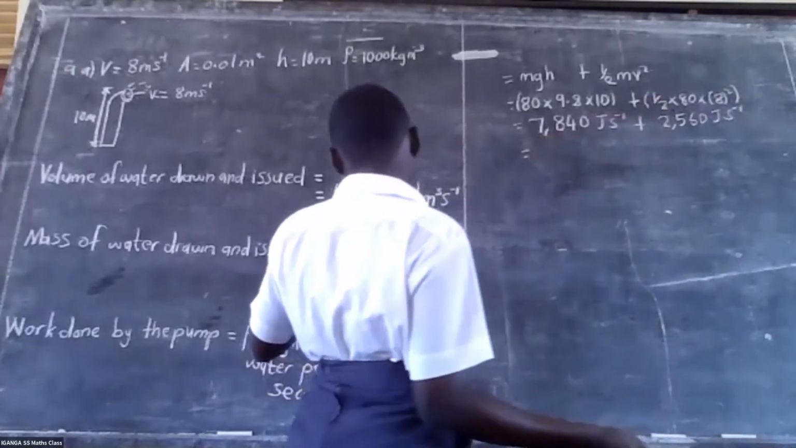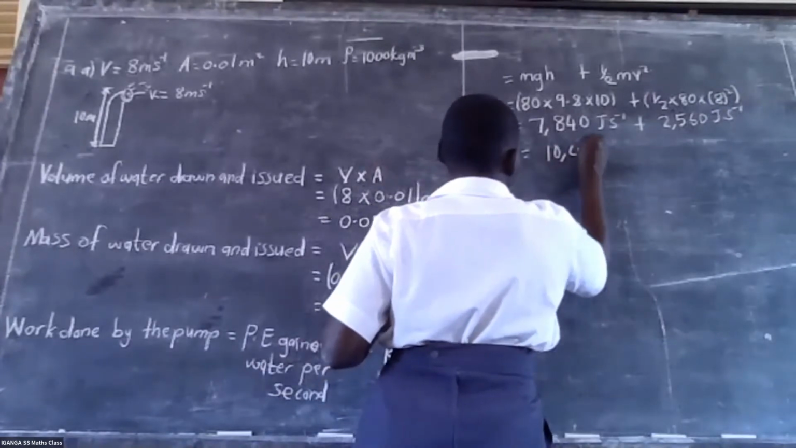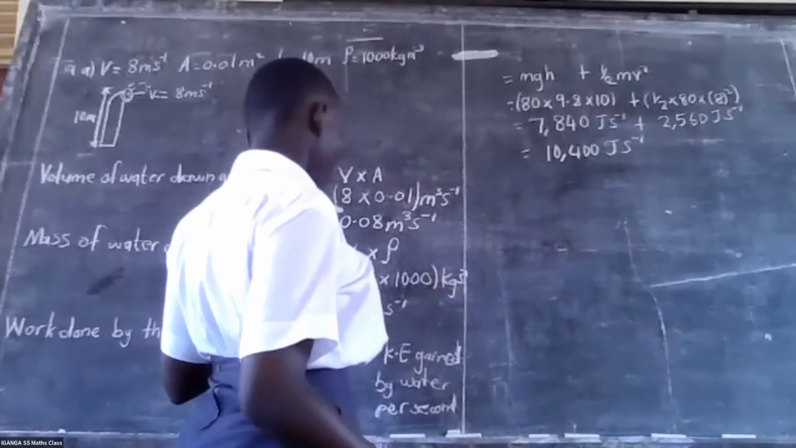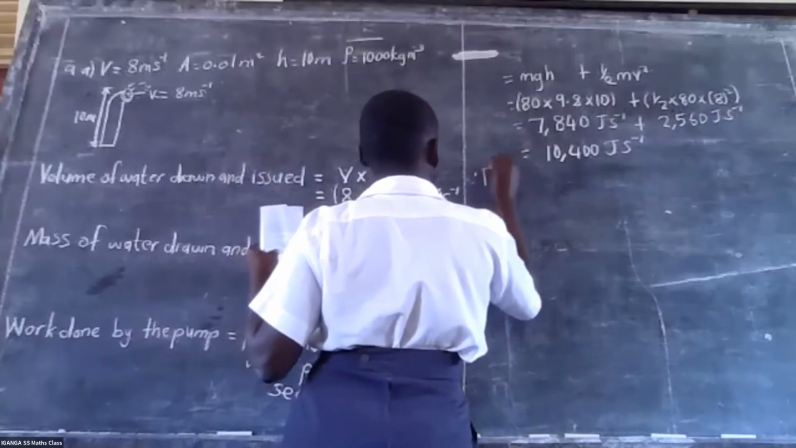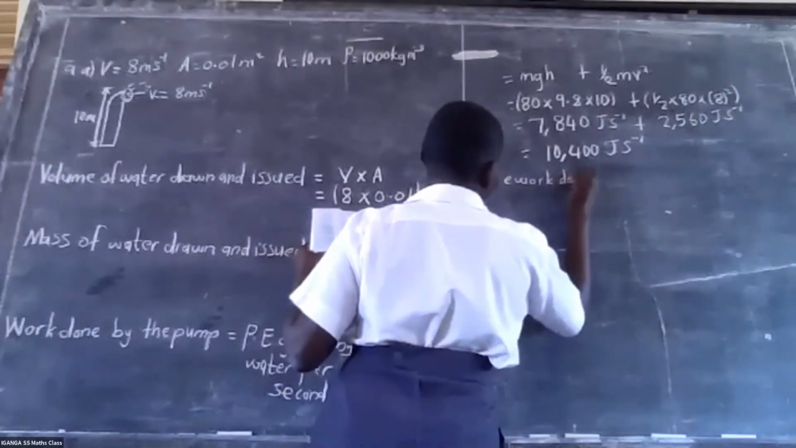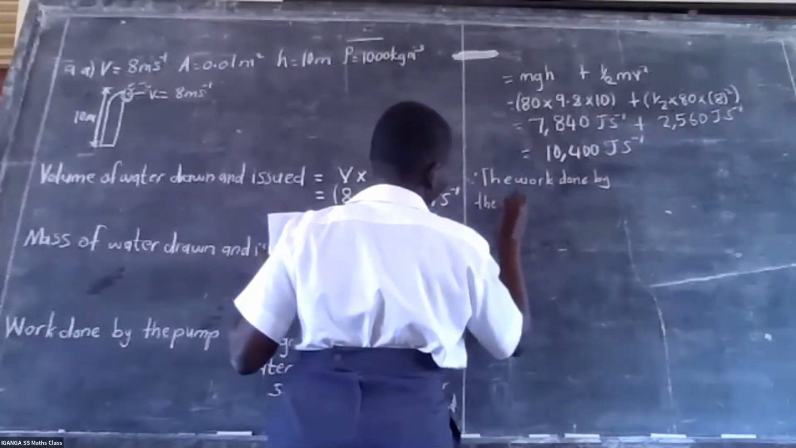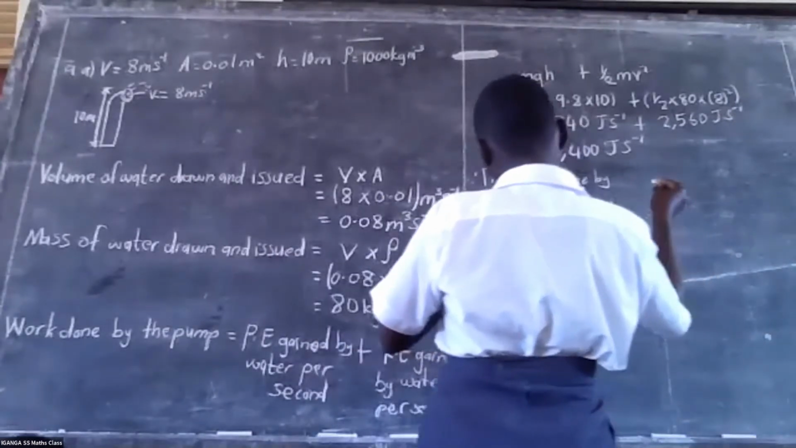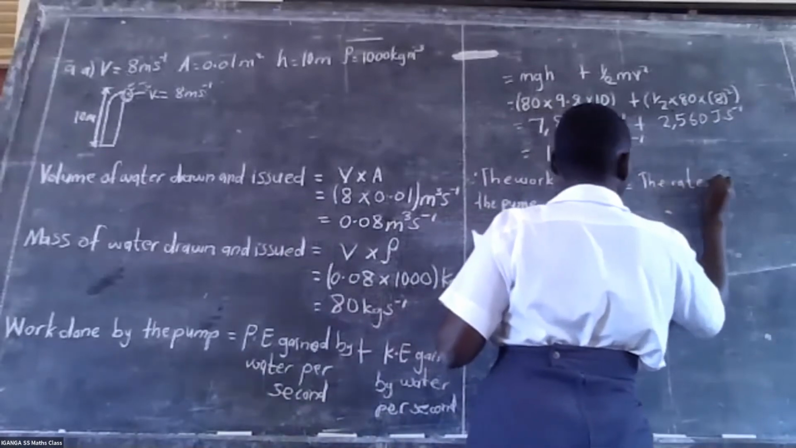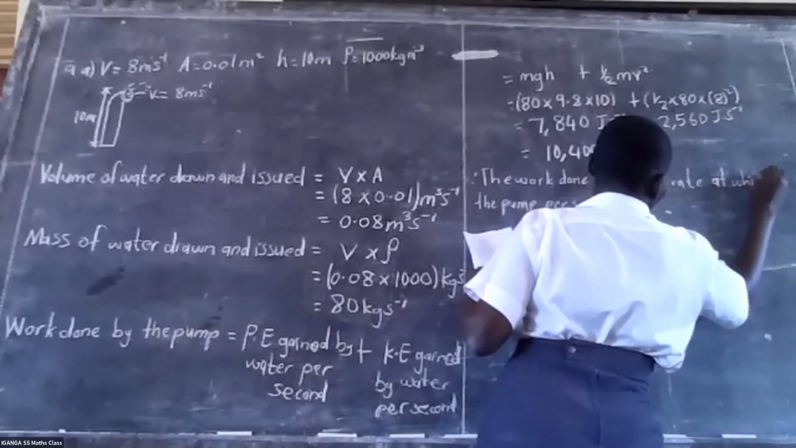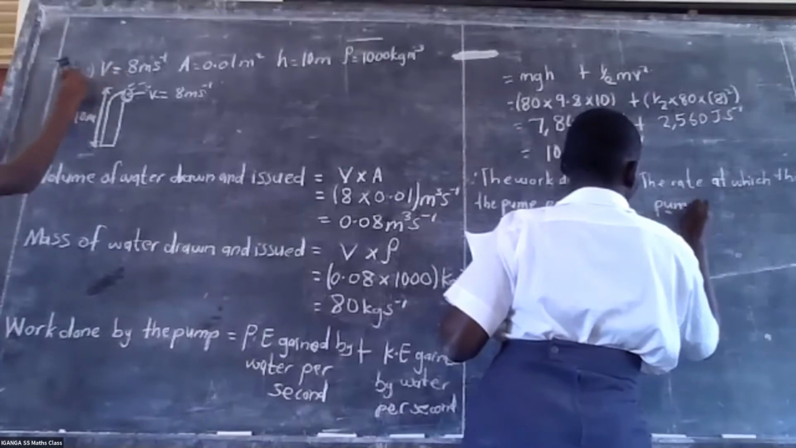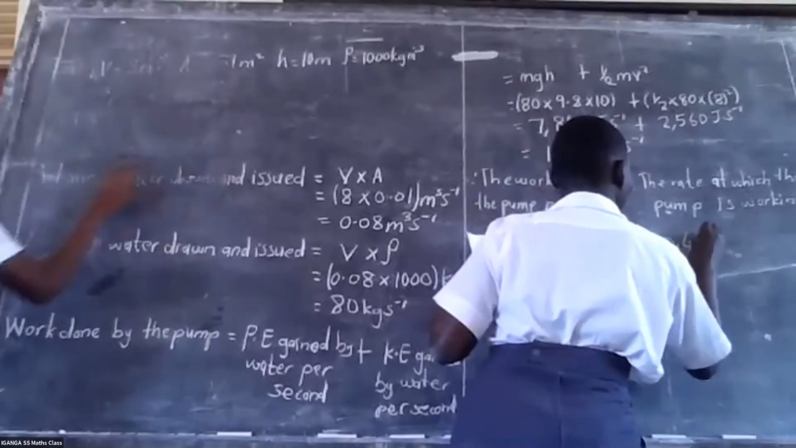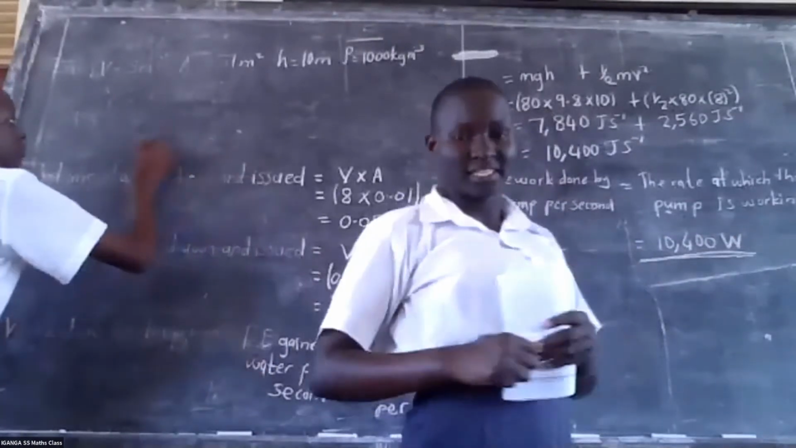So our final answer is going to be 10,100 joules per second. But you know that joules per second is the same as watts. So I'm going to make my conclusion here. Therefore, the work done by the pump per second equals the rate at which the pump is working. And therefore, our final answer is 10,400 watts. And this is the final answer they needed. Thank you.